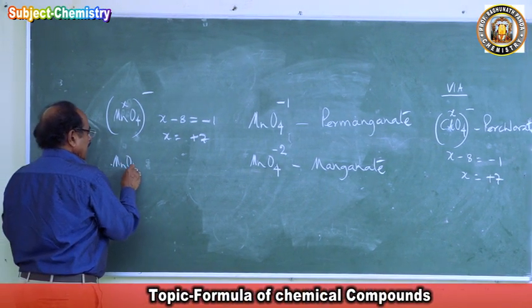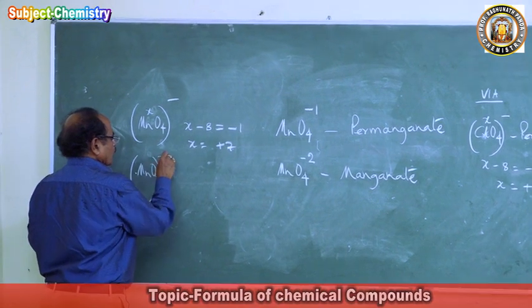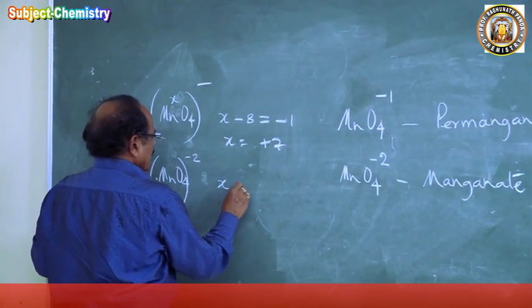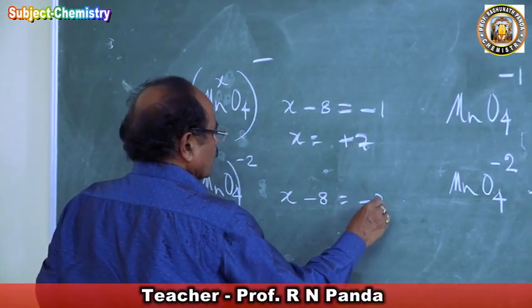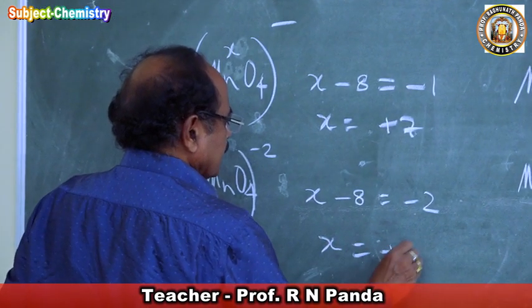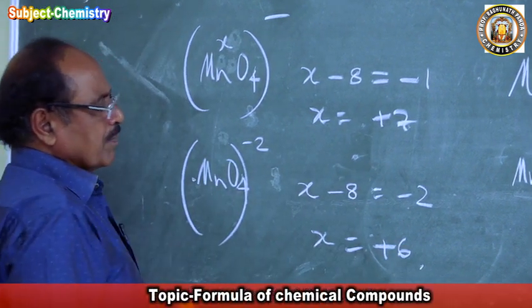Now coming to MnO4 -2. Why this name and how does this name come? MnO4 -2. So X minus 8 is -2. So X is +6. X is +6.